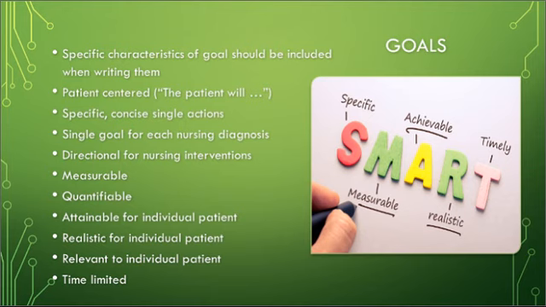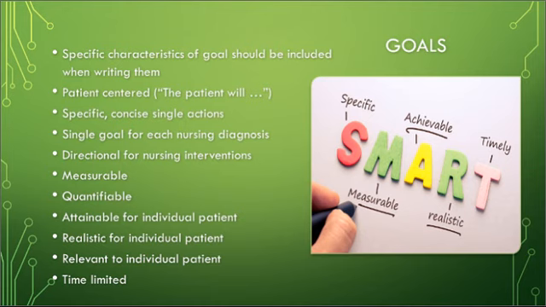Specific, concise, single actions. Directional for nursing interventions. You need to know what you're going after when you're doing your interventions. You have to have a goal in mind, an outcome in mind. Quantifiable, measurable. It can't be, it's going to improve. Well, how do you measure improve? The fasting blood glucose is going to decrease from 350 to 250. Realistic, can you really get them down 100 points, or do you need to go 350 to 300?